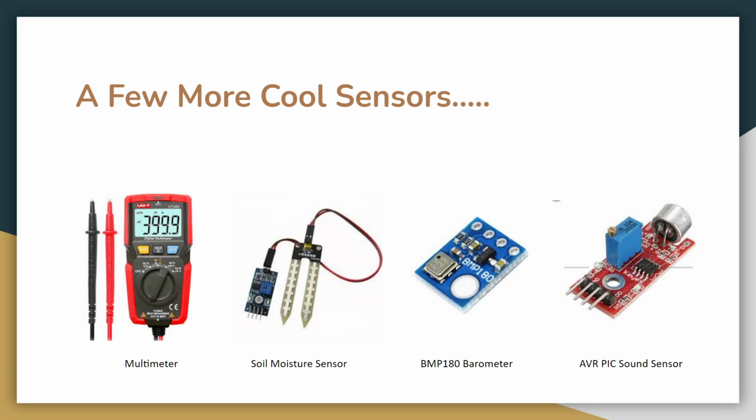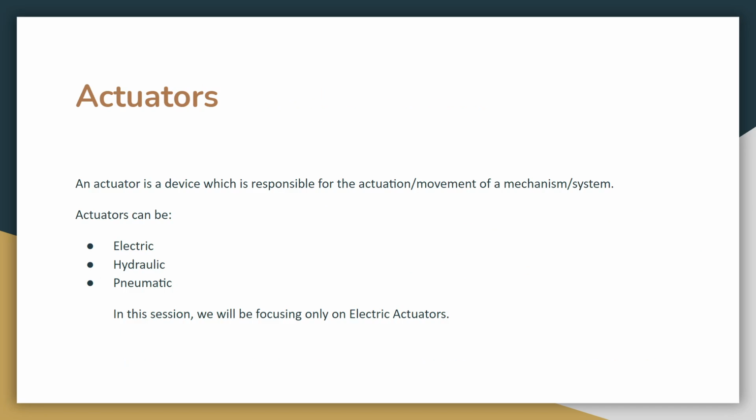So the multimeter, soil moisture sensor, barometer, and the sound sensor as well. A multimeter measures various things like current, resistance, capacitance, and other electrical parameters. And this is the soil moisture sensor and the microphone. So that's pretty much it for sensors. We've just scratched the surface, but if you're really interested in something, do check those specific sensors and their data sheets out, and you can learn more about them.